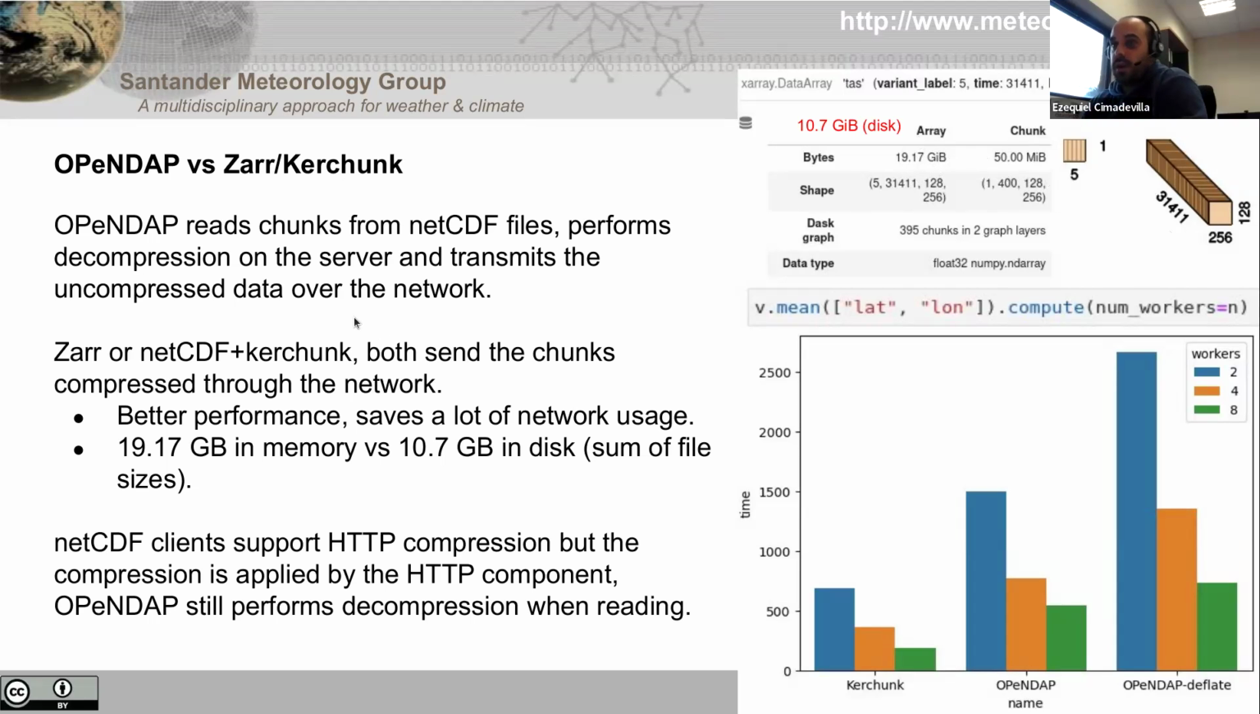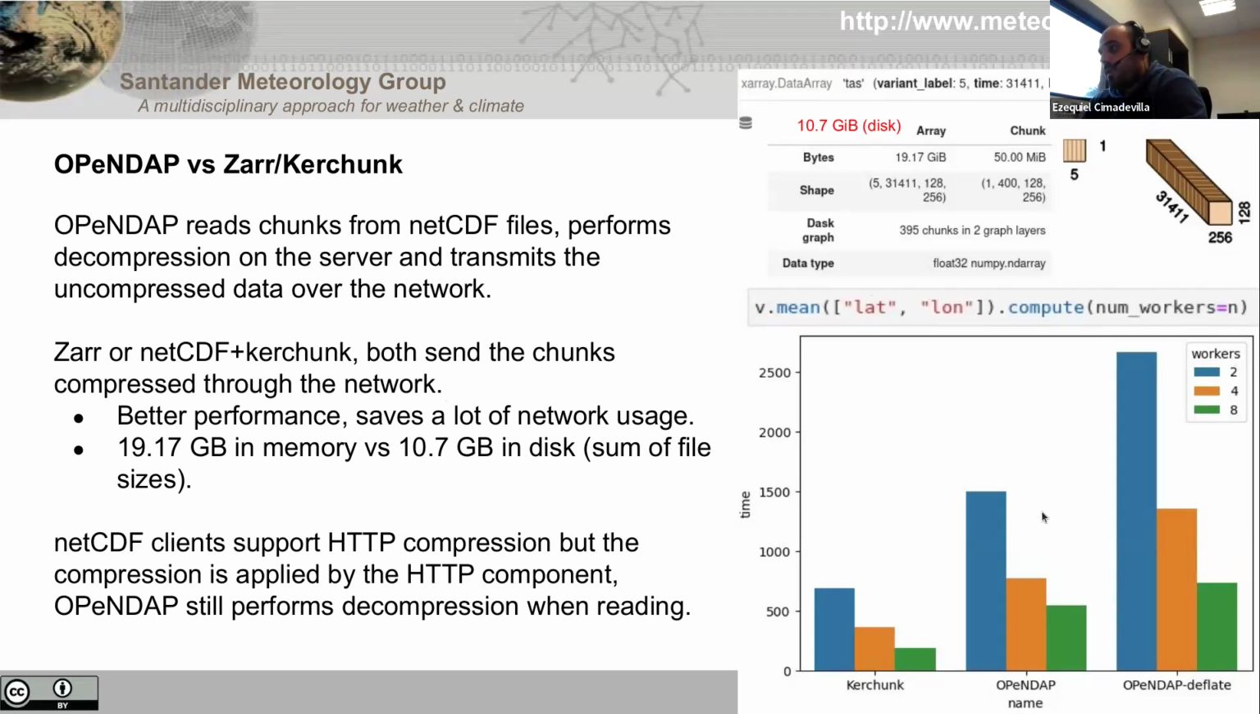However, this is different in Zarr and Kerchunk because the chunks are read directly from the server and they are uncompressed only in the client. So this means that if we want to read this data using Kerchunk or Zarr, the amount of data that travels through the network is only 10 gigabytes. So this means that every time we use OpenDAP, and the ESGF Virtual Aggregation uses OpenDAP for this, we have a very big penalty here.